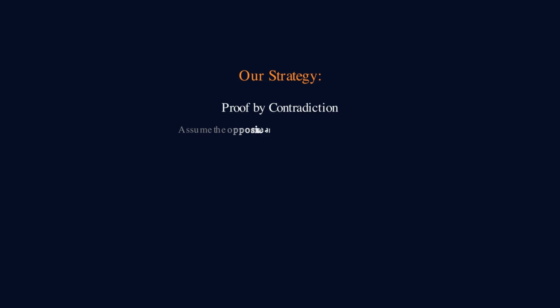Now here is where it gets interesting. We are going to prove that square root of 2 is irrational using a brilliant technique called proof by contradiction. This method is like detective work. We assume the opposite of what we want to prove, then show that this assumption leads to an impossible situation.